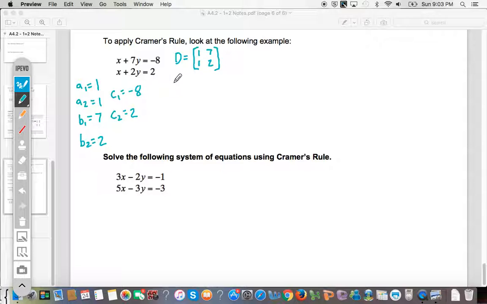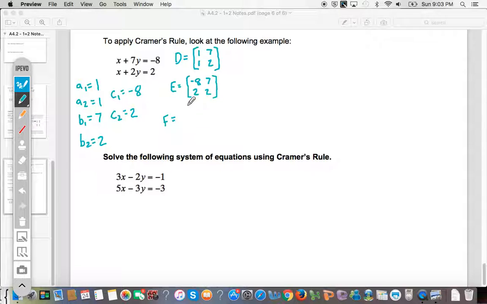Okay, I know E is C1 up here, which is negative 8, and B1, which is 7, and C2, which is 2, and B2, which is also 2. Okay, one more.